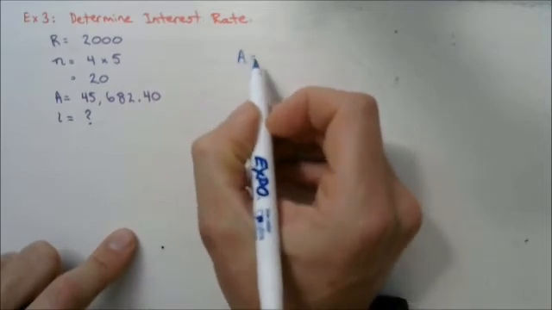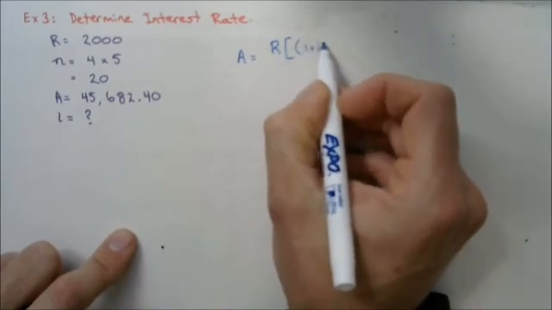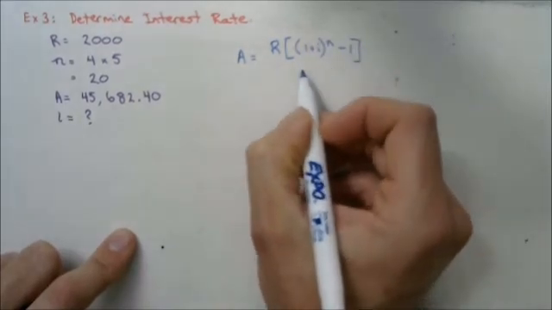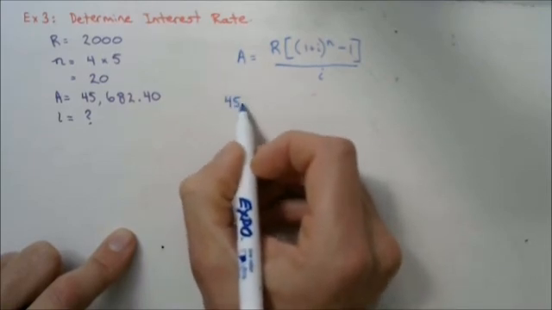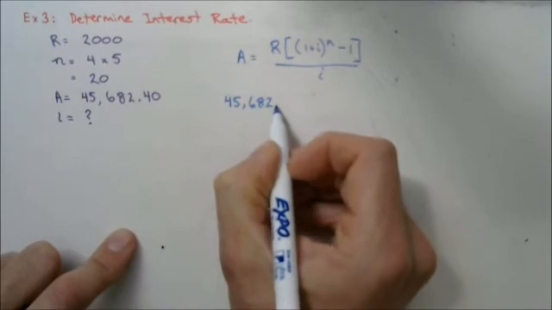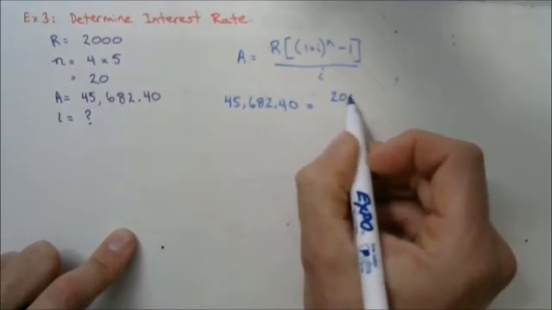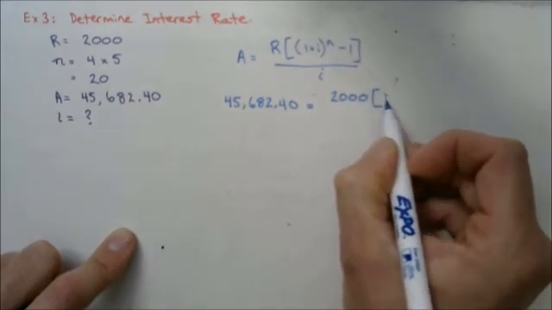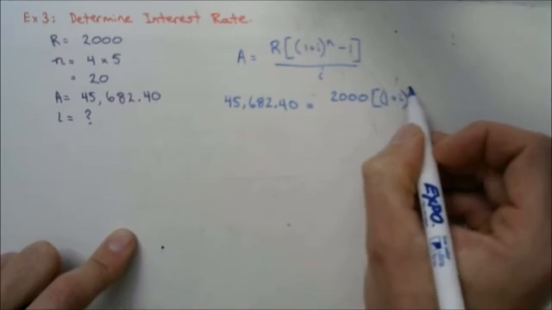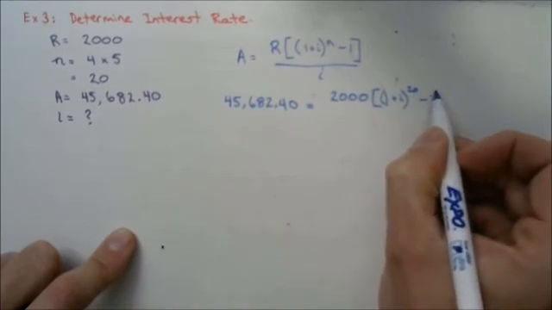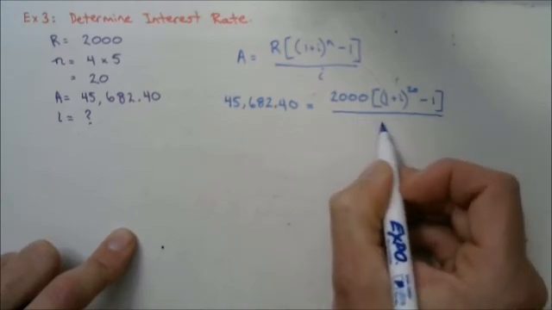And he calculates the interest that he's going to be earning on this investment. And we know how to do it because we're just going to sub all of this information into our formula. I'm going to rewrite the formula one more time just for fun: 1 plus I to the power of n minus 1 over I. Sub in what I know, the amount. Left side, 45,682.40 is equal to a regular payment of 2,000, square bracket, round bracket, 1 plus I to the power of 20 minus 1, all over I.